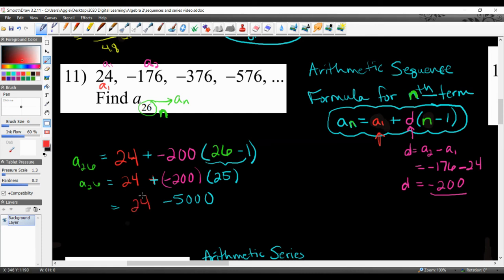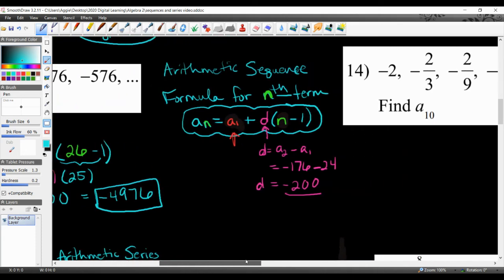And I realize that a lot of you have calculators that might be able to do this all in one step, but arithmetic is a good thing to practice. So that's why I'm going step by step. So 24 minus 5,000 is going to give us, since 5,000 is bigger and it's negative, you're going to subtract and keep it negative. That's negative 4,976. And that is the answer to this problem. Okay. All right, moving on.